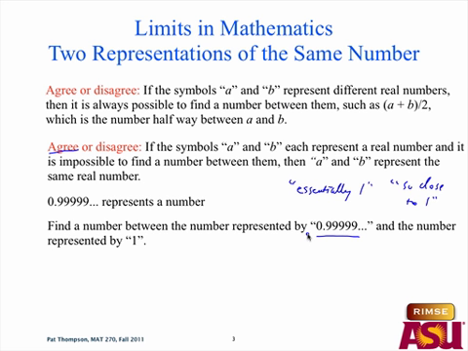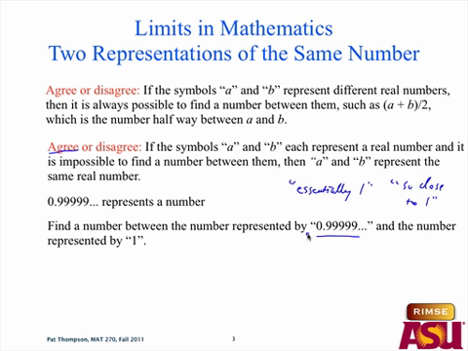I'm giving up. It's the same number. 0.9 isn't 1. Okay, they can't be the same. 0.9999999 is not the same as 1, but 1 is the limit of 0.99999.